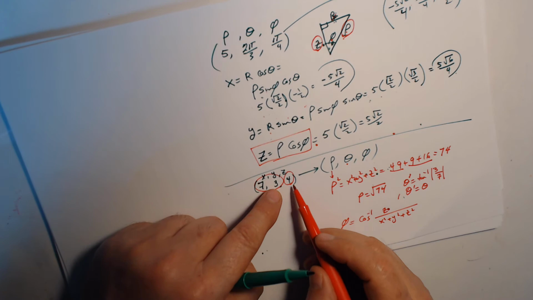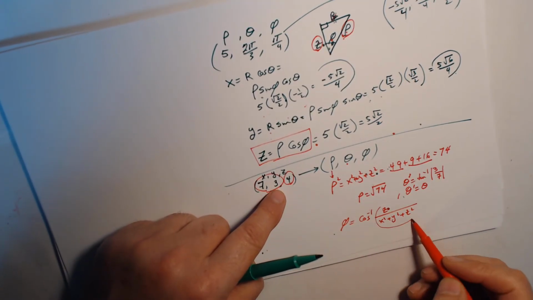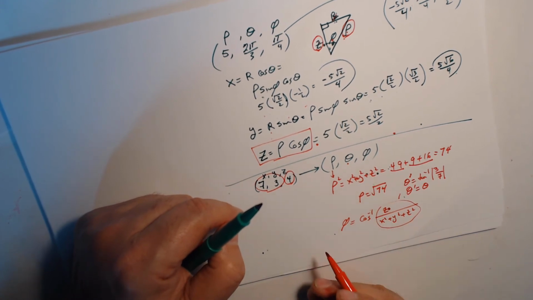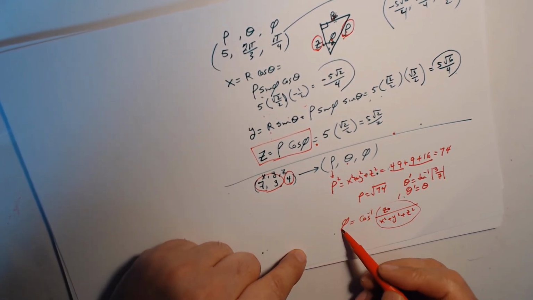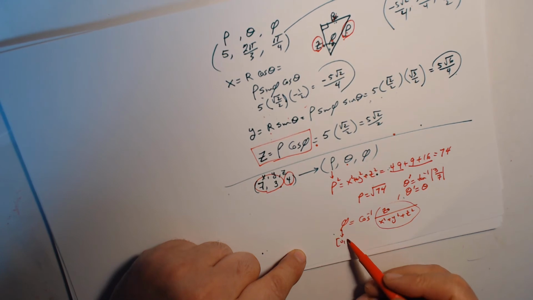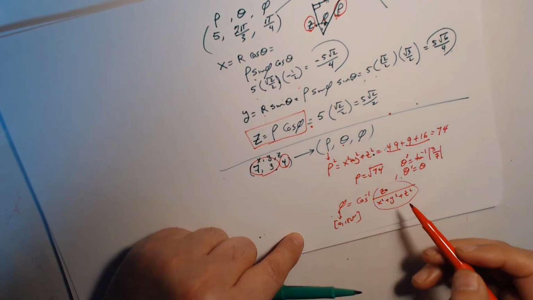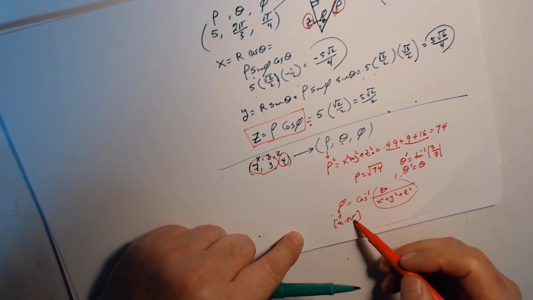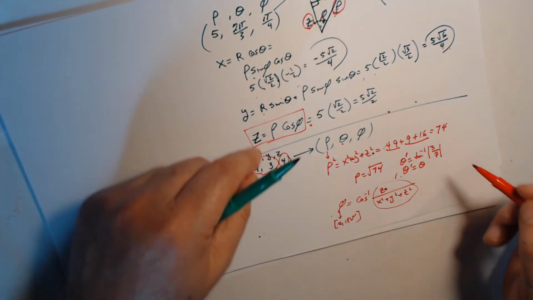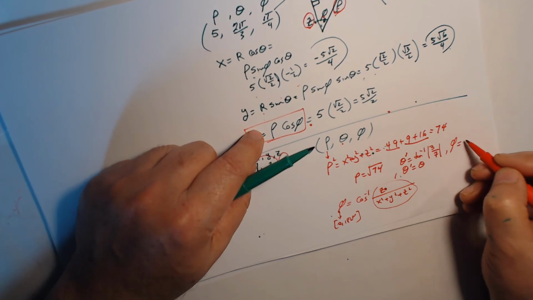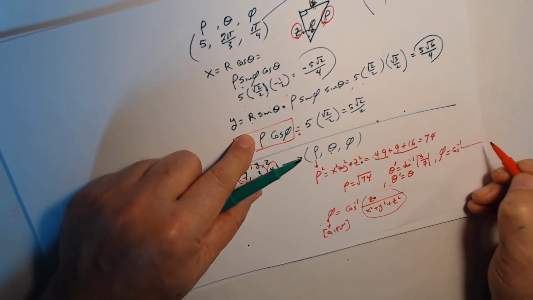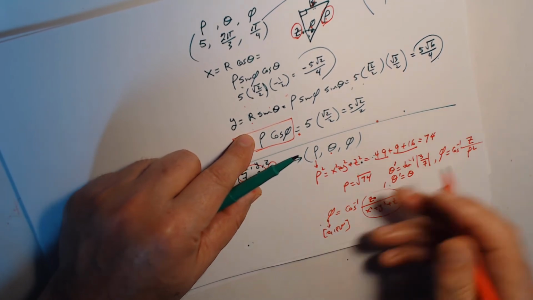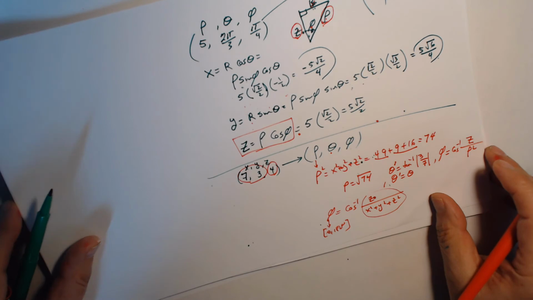If the z is positive, that angle is going to be between 0 and 90 degrees. And remember, phi, we said, is only from 0 to 180 degrees. If z is positive, it's from 0 to 90, and if z is negative, it's from 90 to 180 degrees. Okay, and this is my phi. My phi is inverse cosine of z over rho. And I just changed it very quickly.